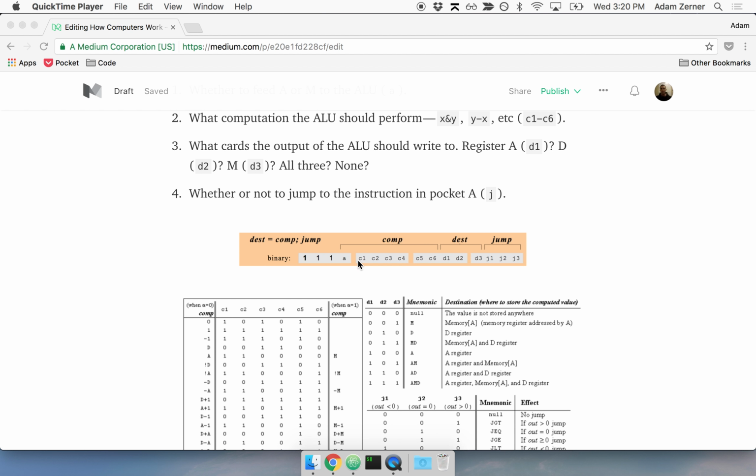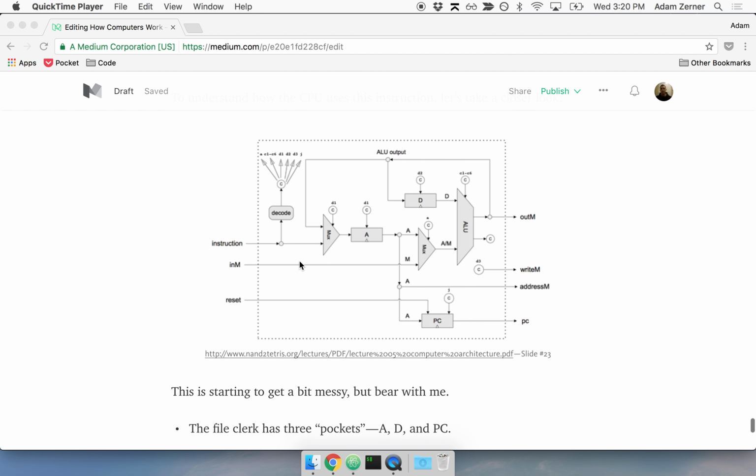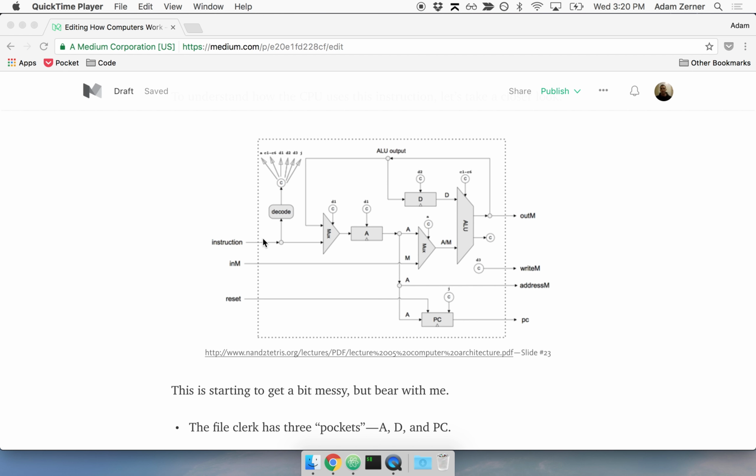You can see that over here. So there are 16 wires, and there's different groups of wires. There's the C's, the D's, the J's, the A, and then these 3 wires don't get used. So the first thing that happens, again, it gets split up into these different components, and really there's like a wire that goes from here all the way over here.